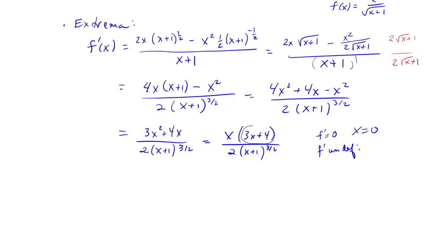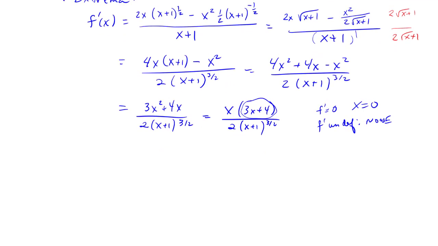Now, yes, this is 0 when x is -4/3, but that's not in our domain, so let's get rid of it. And it's not undefined anywhere other than where the original function was undefined. Okay, so if we put in our 0, actually I need just a portion of the number line, going from -1 to infinity, and then I'm going to put 0 in. And now I can put some values in.